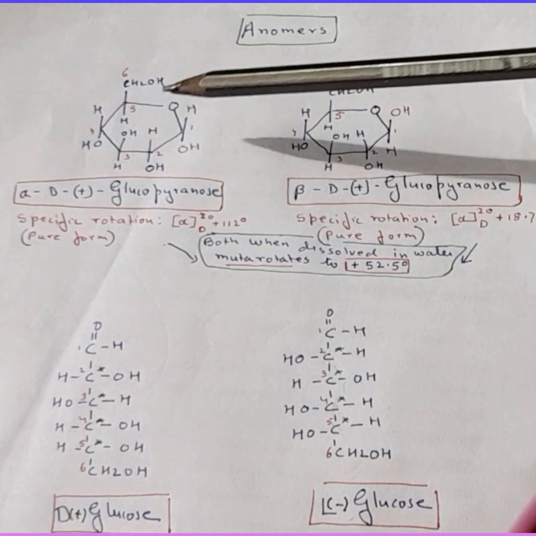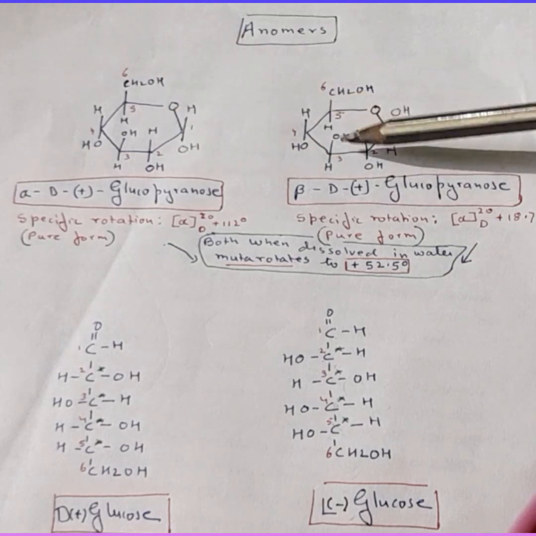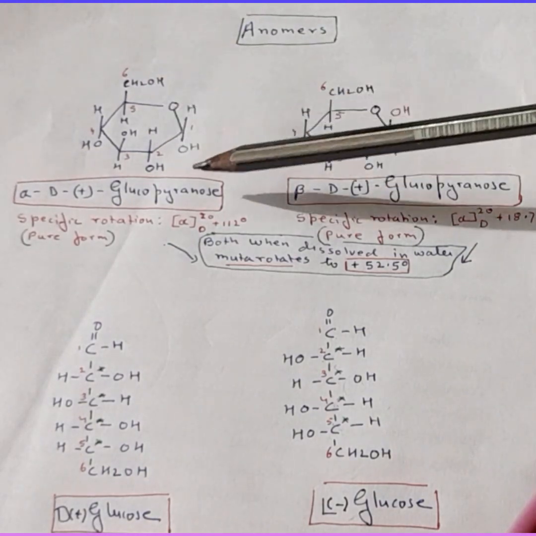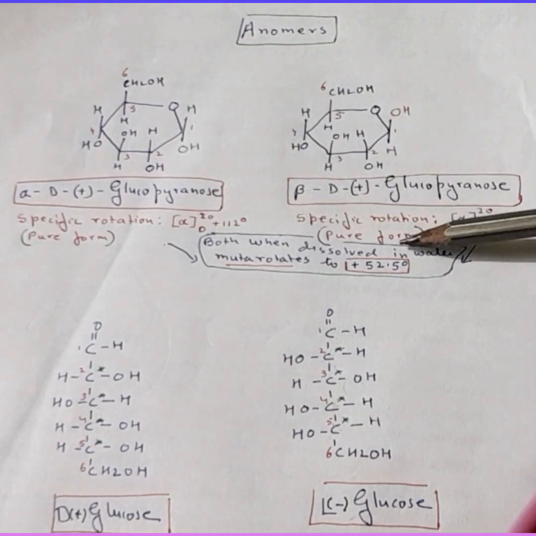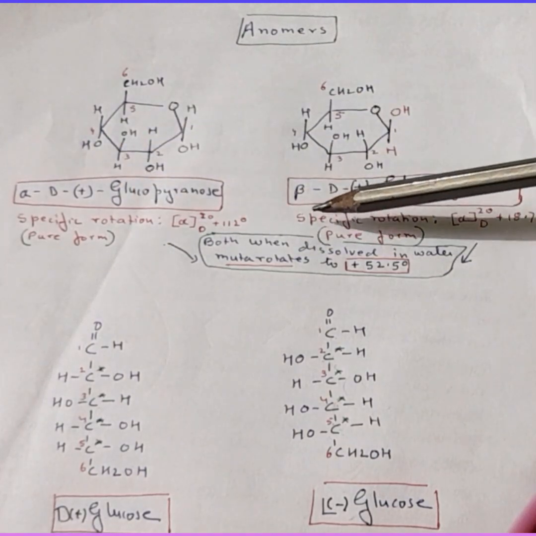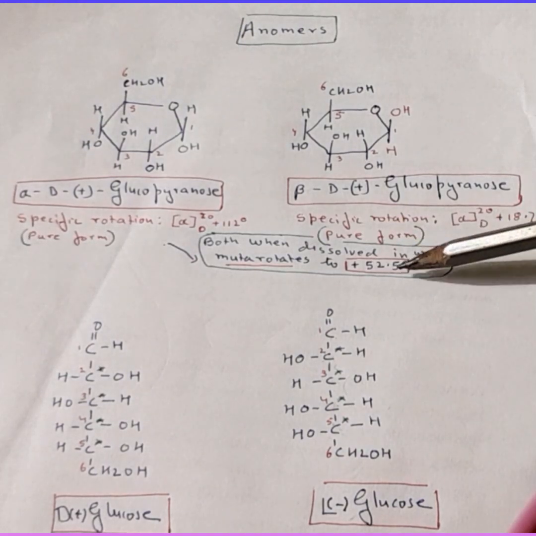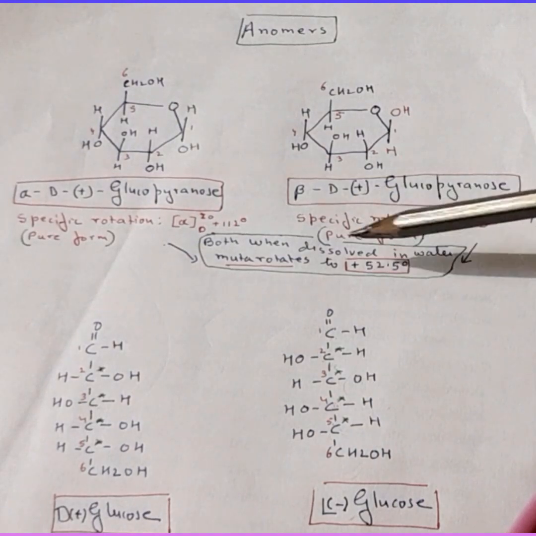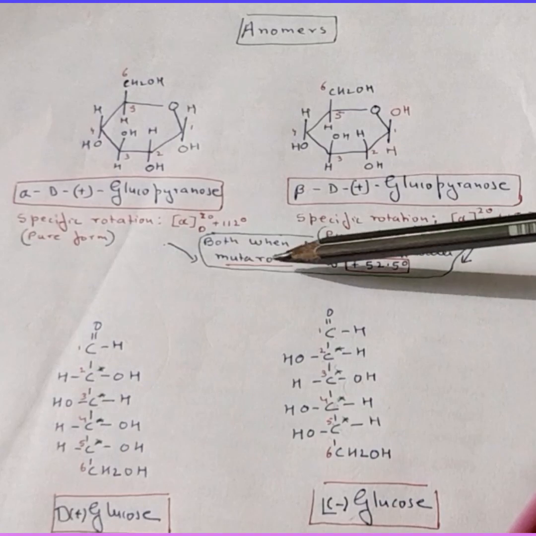All right. So see, again further differentiation. Alpha and beta also have a difference in rotation. Now, if we dissolve both of them in water, the actual rotation would be plus 52.5. So this gets increased and this gets decreased to this. Now this property is known as mutarotation.